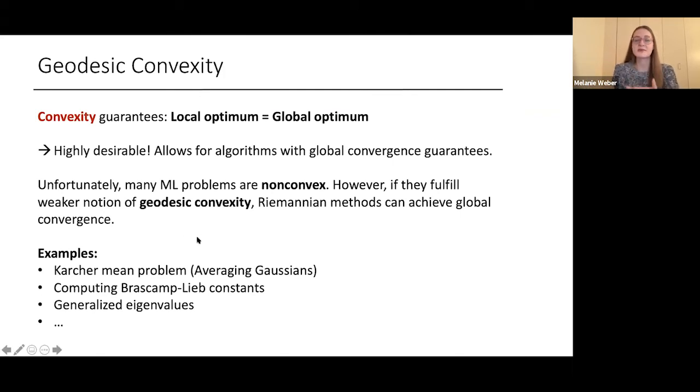Some examples in that class of problems are, for instance, these averaging problems, which are special instances of the Karcher mean problem, or computing Brascamp-Lieb constants, which relates to the operator scaling problem, which is connected to many problems in statistics and theoretical computer science, generalized eigenvalues, and so forth. It's a large class of problems where you have this nice property.